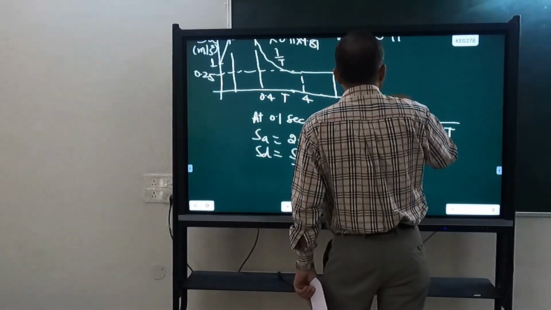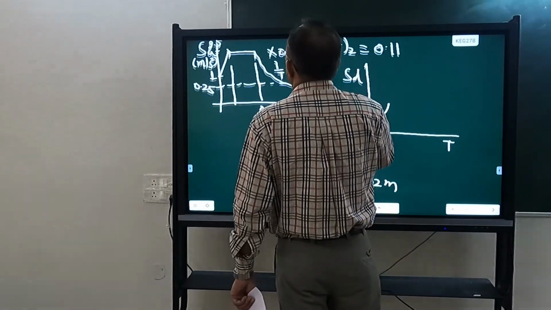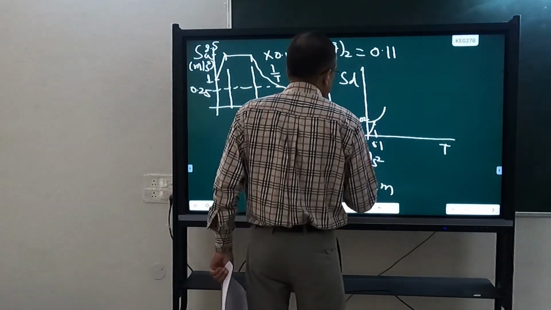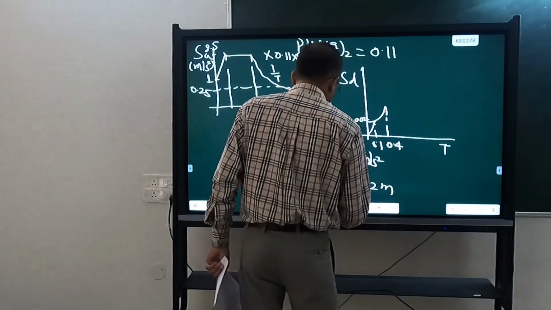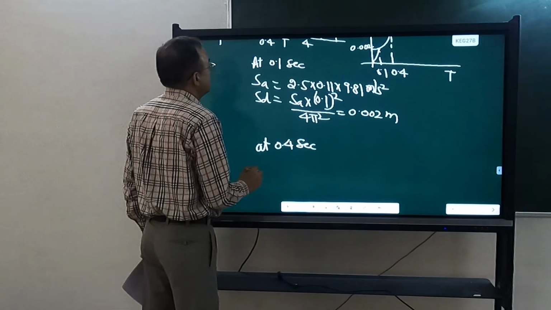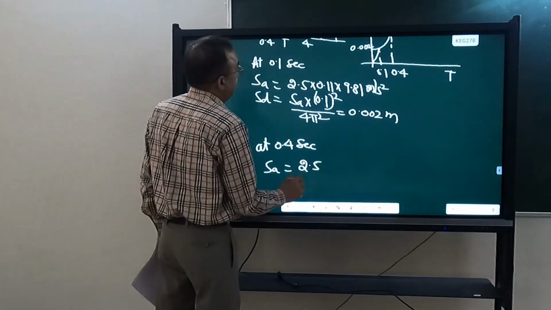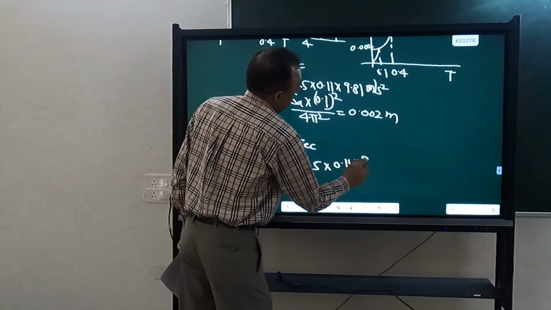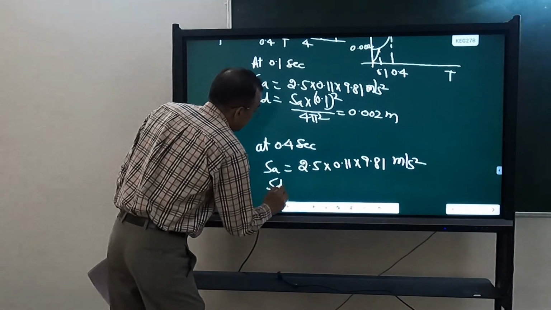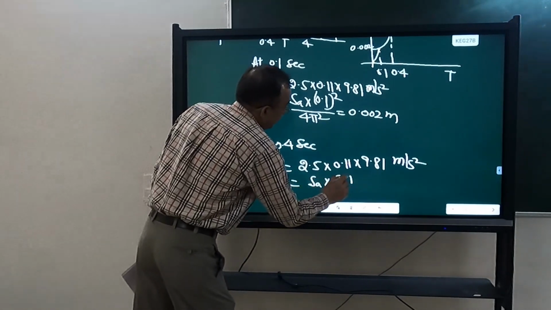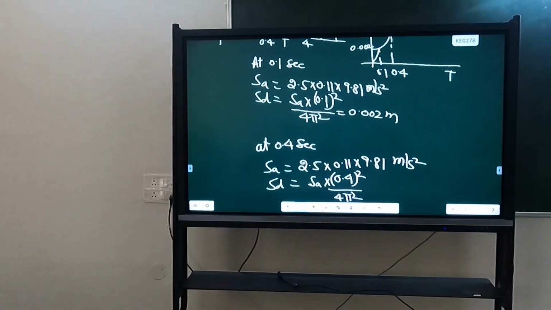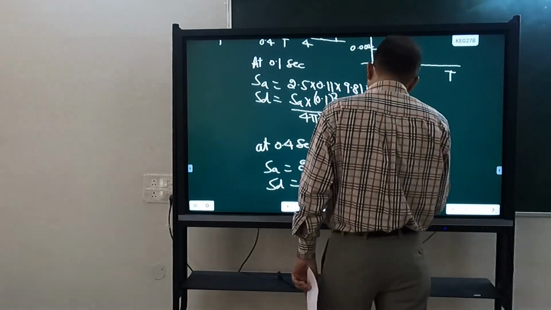Then beyond that, it will be a parabola up to 0.4 seconds. So at 0.4 second, SA is equal to 2.5 into 0.11 into 9.81. And SD will be SA into 0.4 square divided by 4 pi square. Actually it will be 16 times of this. So 0.032.